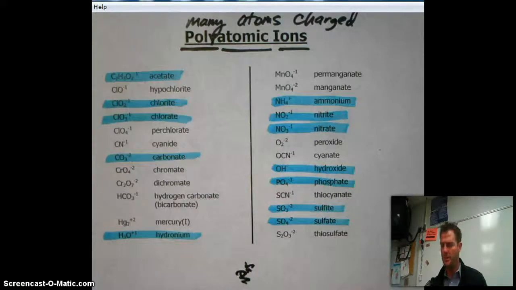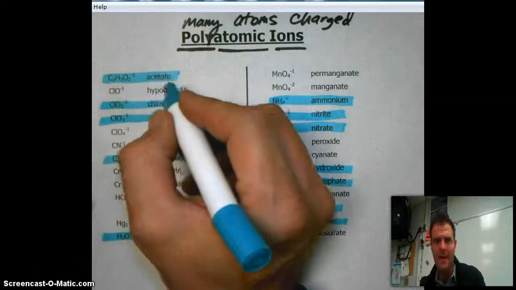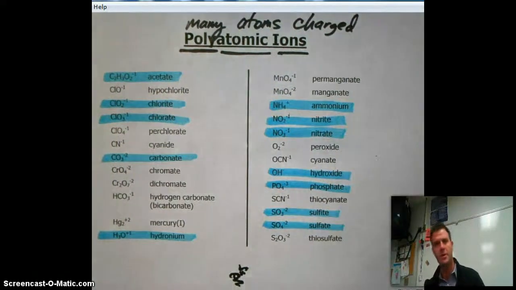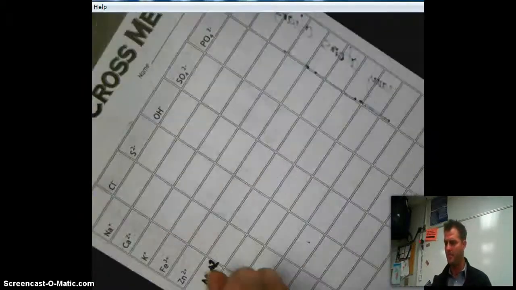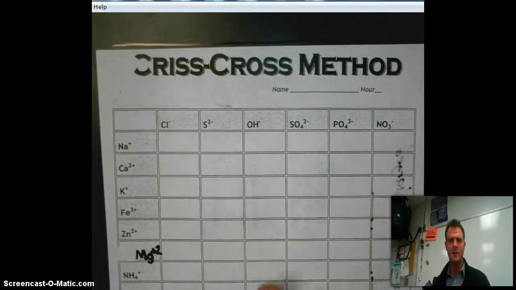As soon as you begin to know the formula, the charge, and the name, you will be really good. So start putting these on note cards. Start studying them as soon as possible. Your life will become much easier. All right, now let's look at something called the Criss Cross applesauce method. This is going to be kind of easy.